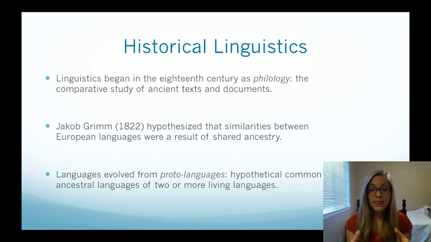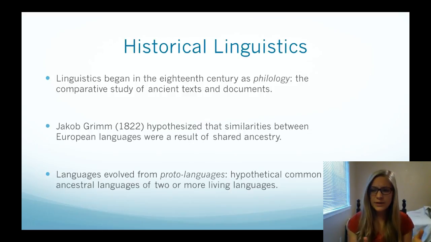And so this is actually correct, right? This is the theory we all use today, that languages have come from proto-languages. So these are hypothetical ancestral languages that have to be ancestral to two or more living languages. So if we say German and French and English are all pretty similar, or German and English are very similar, then there's going to be a shared proto-language there that comes from a common ancestor.